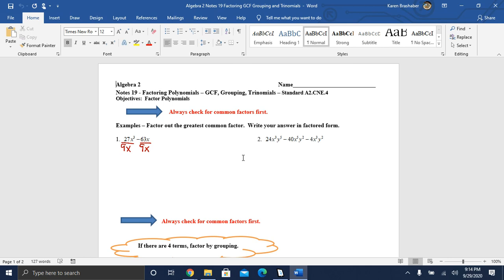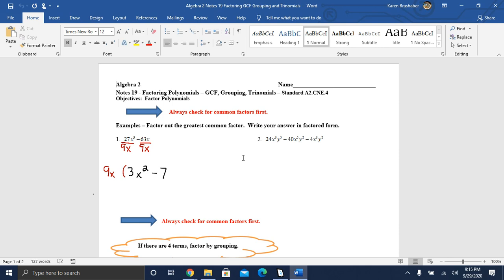So once I know what I'm dividing by, the divisor, what I divided by, will be written first, and then I will start a parentheses. Now, inside the parentheses, I'm going to put the answer to my division. So 27 divided by 9 is 3. And then my x, I had x to the third. I'm dividing it by x. So subtracting those exponents, I would have x to the second. And then I have a negative 63 divided by 9. That's going to be a negative 7.